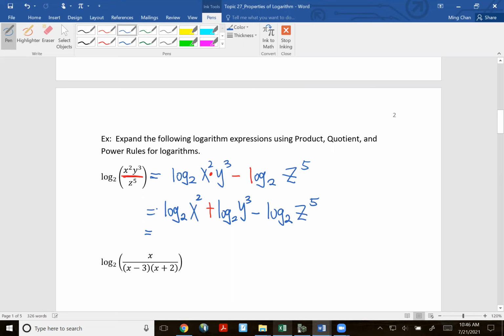And the last thing I do, once I split them up, is bring the exponent down. A lot of times students will actually bring the exponent down first. They know all these exponents will come to the front of each logarithm term. So my final answer should be 2 times log with the base 2 of x plus 3 times log with the base 2 of y minus 5 times log with the base 2 of z. There you go. That's how we expand them into 3 terms.